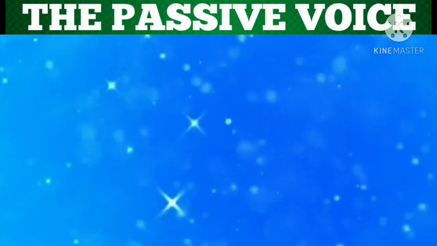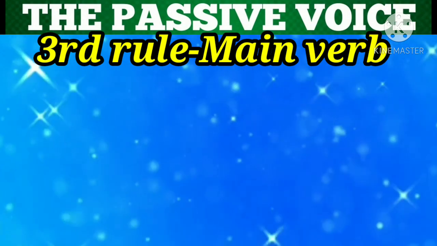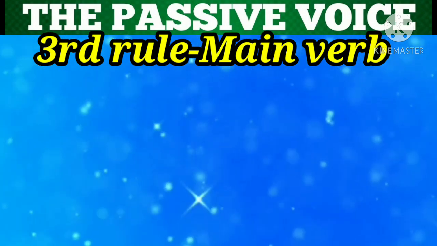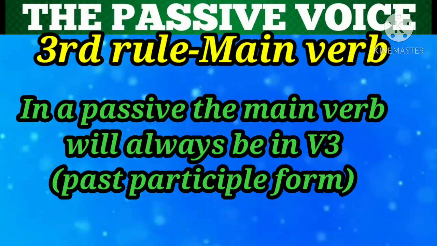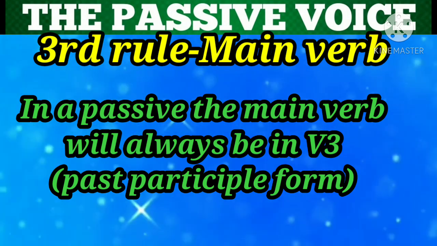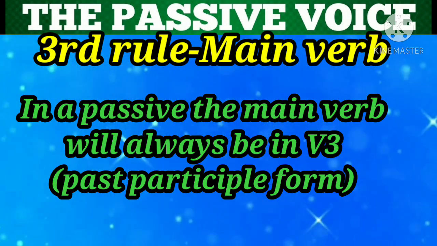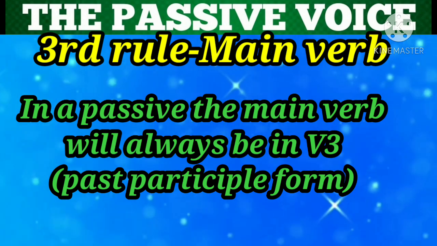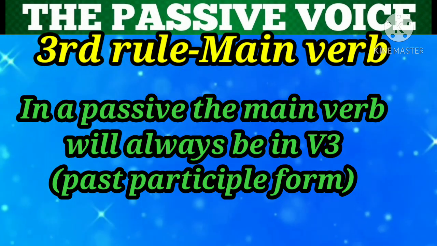Now come to the third rule, that is about the main verb. In a passive sentence, remember, the main verb will always be in V3. That means in past participle form.